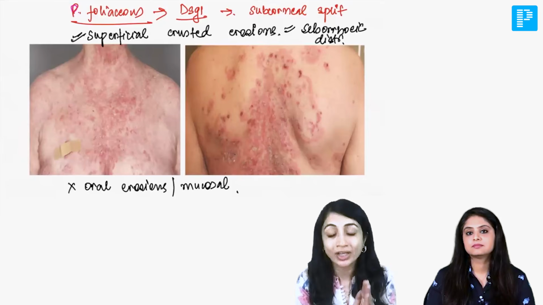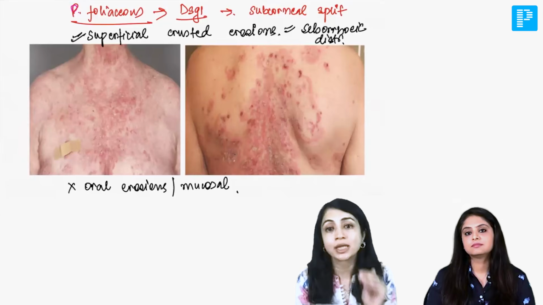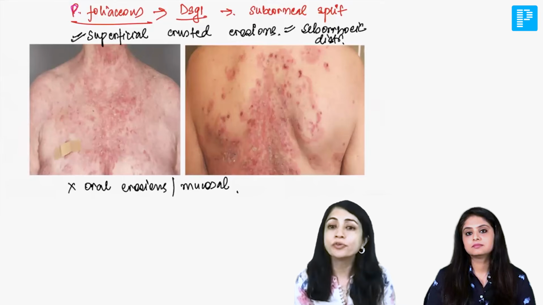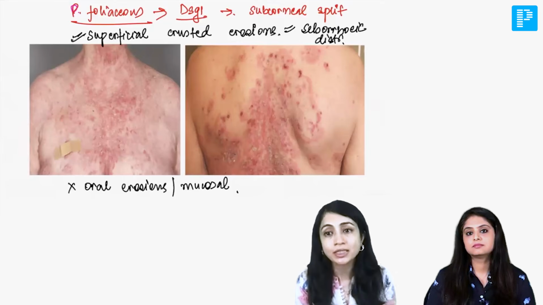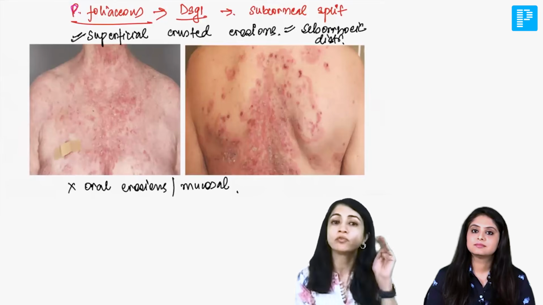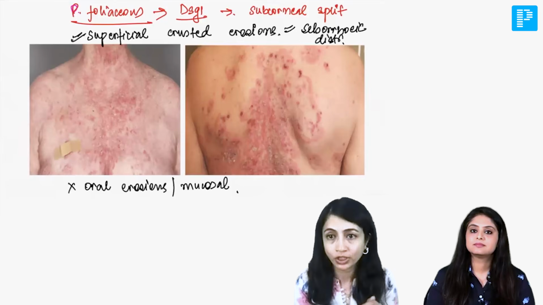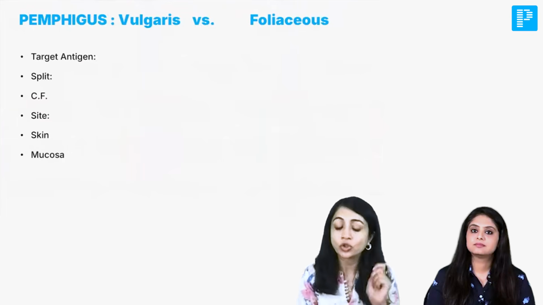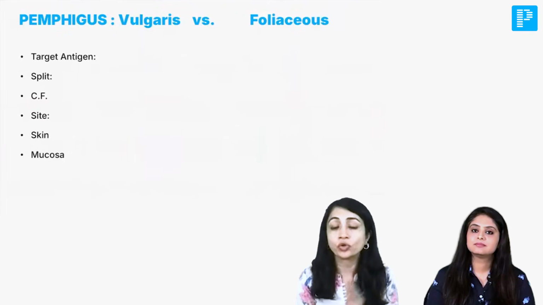In mucosa, desmoglein 3 compensates for the function of desmoglein 1, and you do not see oral erosions. So if you have superficial crusted erosions in seborrheic distribution with no oral erosions, no mucosal involvement, think of pemphigus foliaceus. Now quickly differentiating between the two, pemphigus vulgaris and foliaceus.